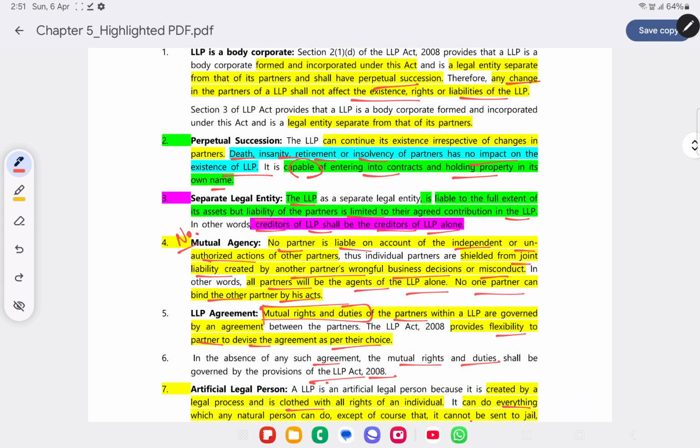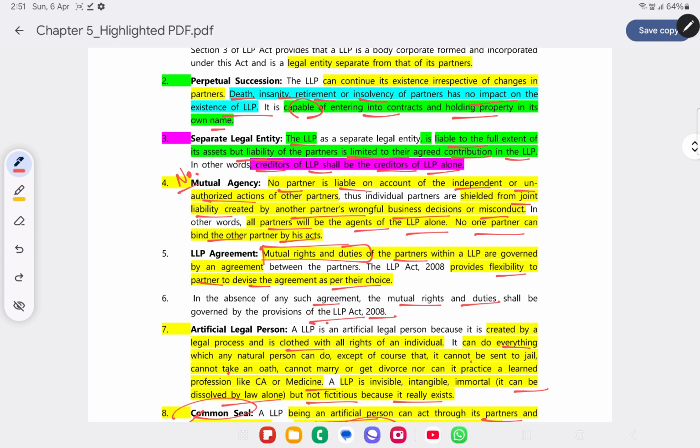Separate legal entity. So LLP is a separate legal entity and is liable to the full extent of its assets, but the liability of partners will be limited to the agreed contribution in the LLP. Creditors of the LLP will be creditors of the LLP alone, not of the partners, right? So LLP is different, partners are different.